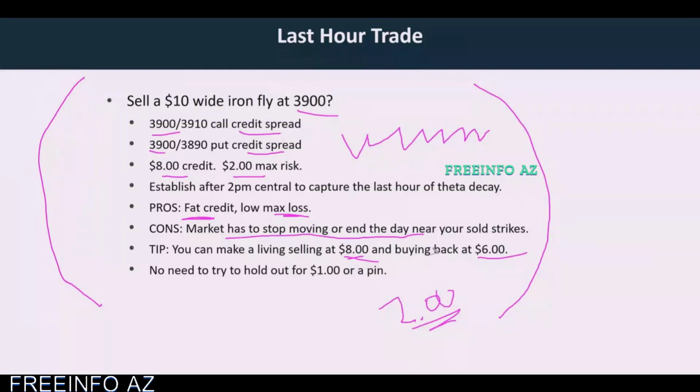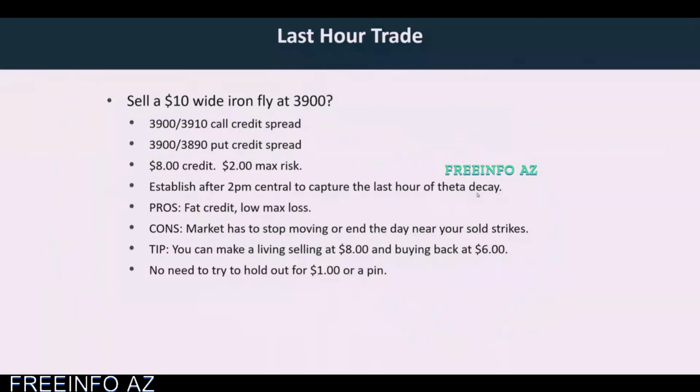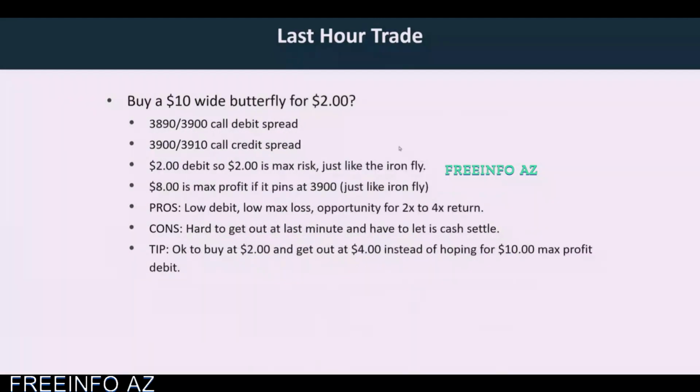So guess what? Play outside of the game. Sell it at 8, buy it back at 6. Don't wait till the last minute. So that's the way around that. I know it's not as sexy, but again, grab the cash. If you're walking down the street and you see a $100 bill, are you going to ignore it? Right? So you want to grab the cash.